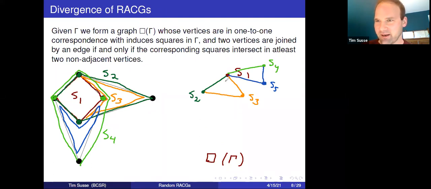So in this case, we get a square graph that looks like two triangles joined along a single vertex. What this is doing is keeping track of the squares in the graph and when those squares intersect along two non-adjacent vertices.